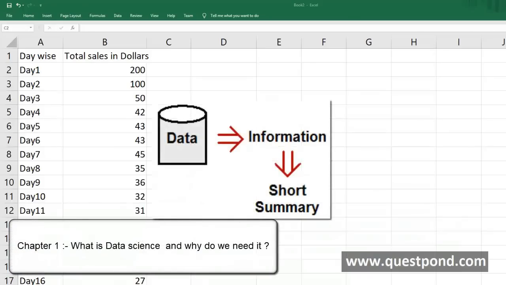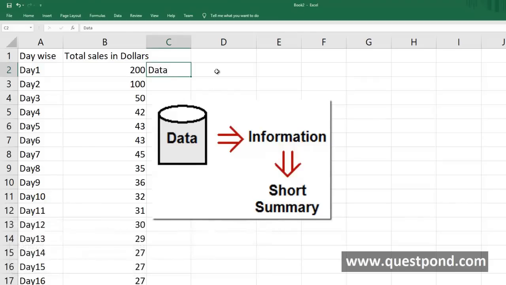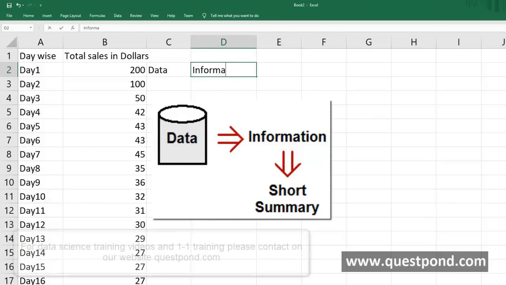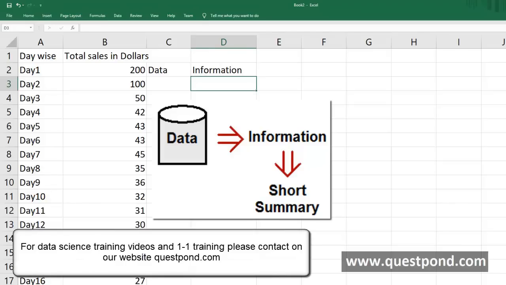Data science is all about converting data to information. You have a huge amount of data lying in your database, or in your Excel sheet or wherever, and you want to present that data to your management or to a decision maker in 1 or 2 lines in a summary. That is what data science is all about.